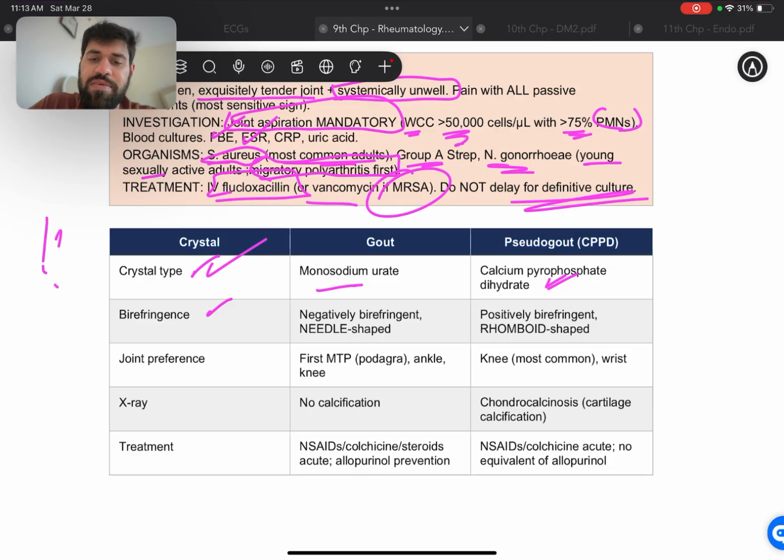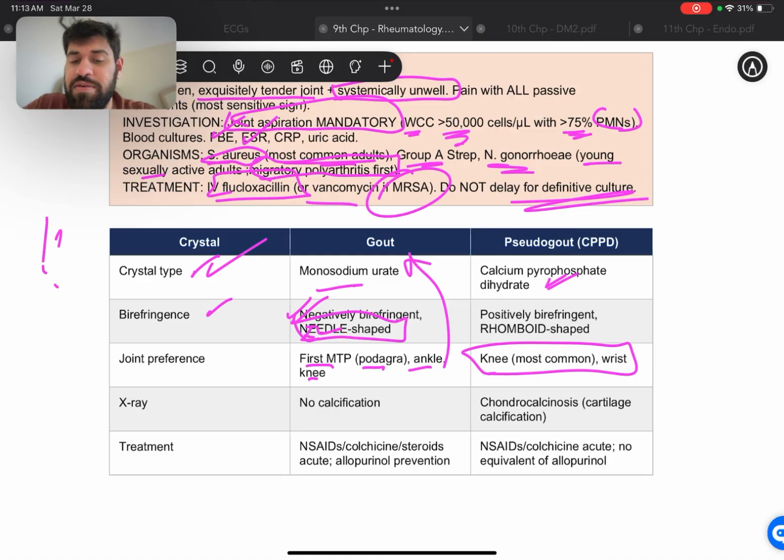These are the different crystal types between actual gout and pseudogout. Then birefringence is going to be negative in gout with needle shapes, and it's going to be positive and rhomboid shaped in pseudogout. Then joint preference is going to be the first MTP, podagra, ankle and knee for gout, whereas for pseudogout it's the knee, which is most common, and the wrist. All right. On X-ray we will see no calcification with gout, whereas for pseudogout we have chondrocalcinosis, where the cartilage is calcified in these affected joints.